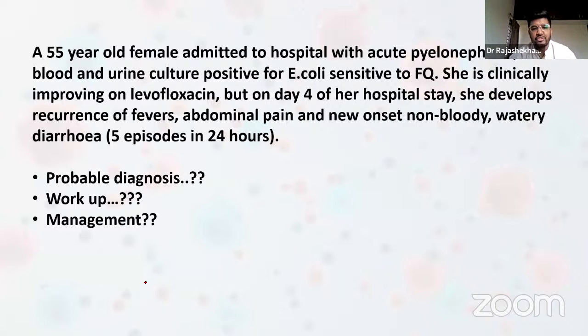So coming to the next infection. A 55-year-old female was admitted to the hospital with acute pyelonephritis, with a blood and urine culture positive for E. coli sensitive to fluoroquinolone. She's clinically improving on levofloxacin, but on day 4 of her hospital stay, she developed recurrence of fevers, abdominal pain, and a new onset non-bloody watery diarrhea, 5 episodes in 24 hours. So what is the probable diagnosis? How do you work up, and what is the management?